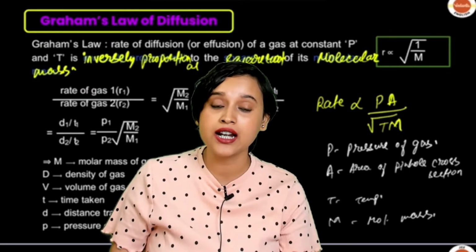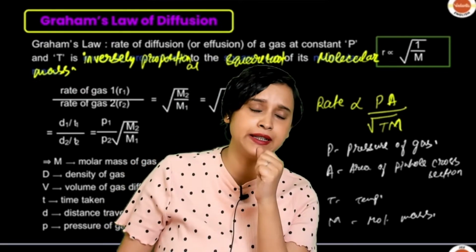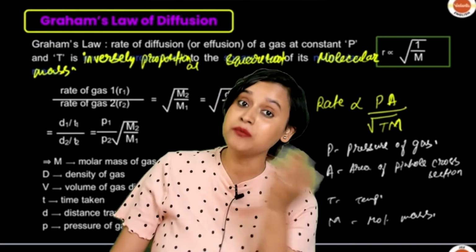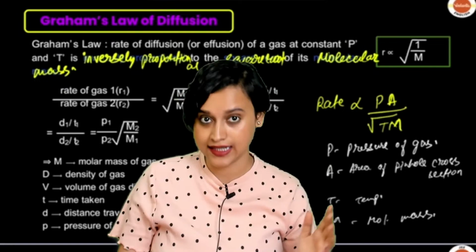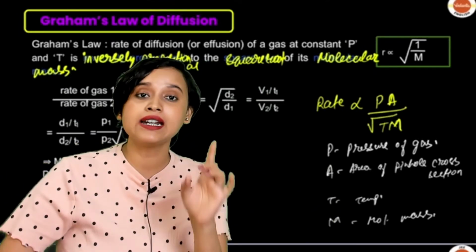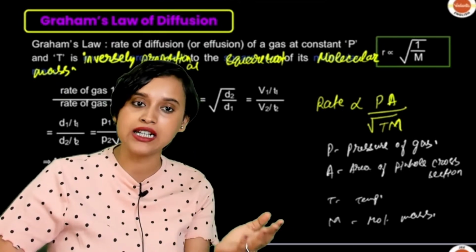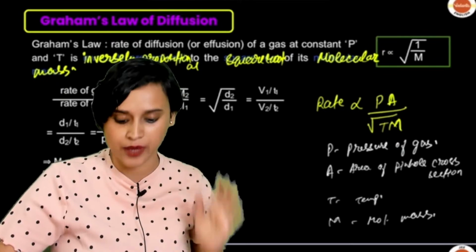Rate can also be dV by dt, or dx by dt. dN by dt means how many molecules of gas escaped. So rate can be given to you as dV by dt, dN by dt, that is molecules of gas escaped, or dx by dt.